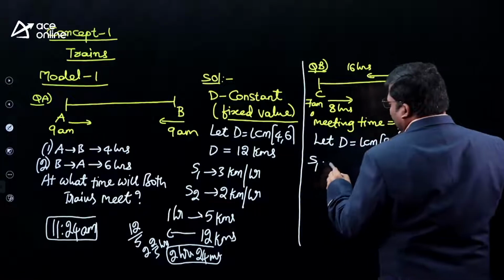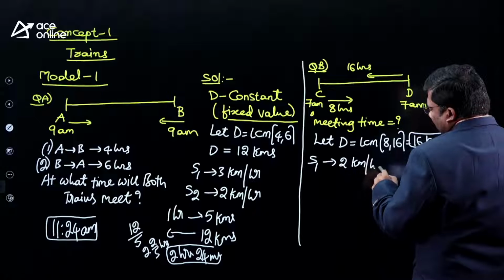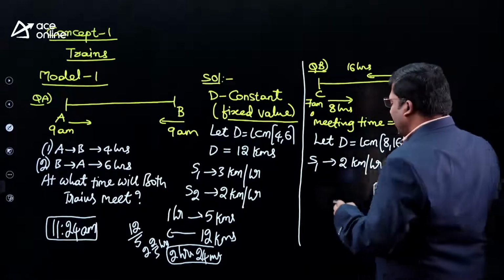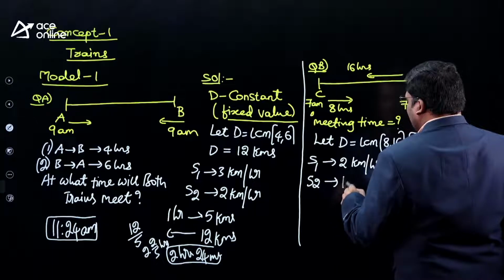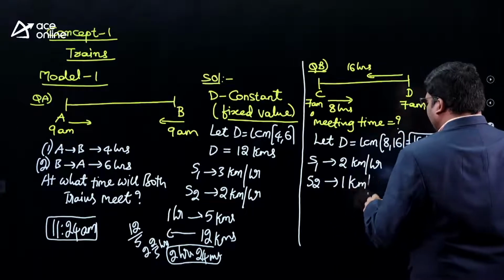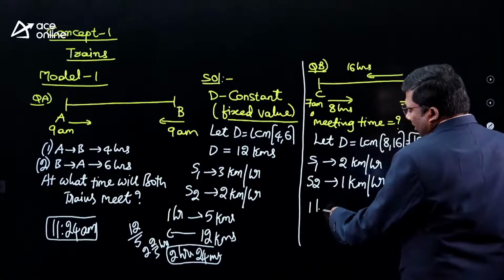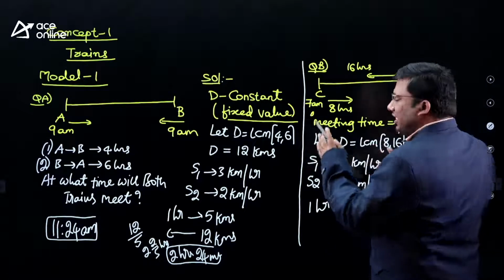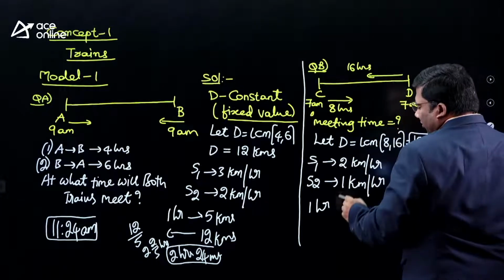So S1 will become 2 kilometers per hour. 16 kilometers in 16 hours, this will become 1 kilometer per hour. That means in 1 hour, both are moving in the opposite direction. This will travel 2 kilometers and this will travel 1 kilometer.